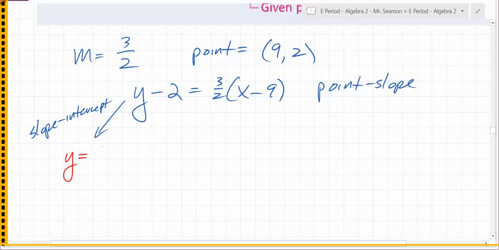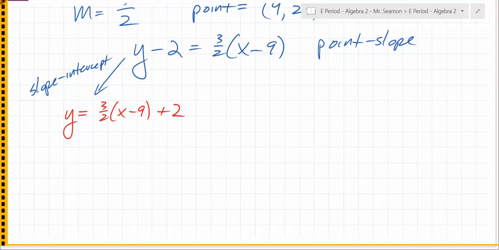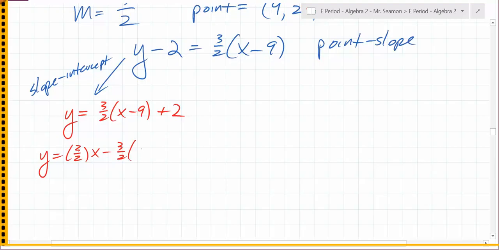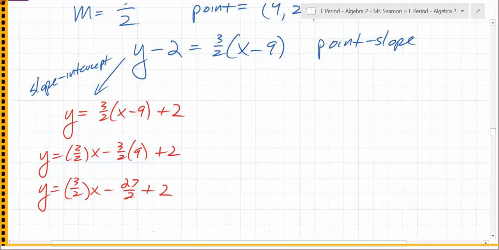So it's 3 over 2 times x minus 9 plus 2. One word for what we have to do next. Distribute. Y equals 3 over 2 x minus 3 over 2 times 9 plus 2. What's 3 over 2 times 9? Not 27 over 18. It's just minus 27 over 2 plus 2. You multiply just the top because it's 9 over 1.